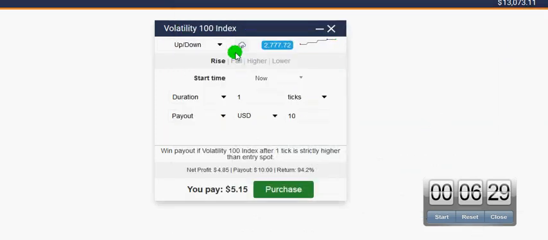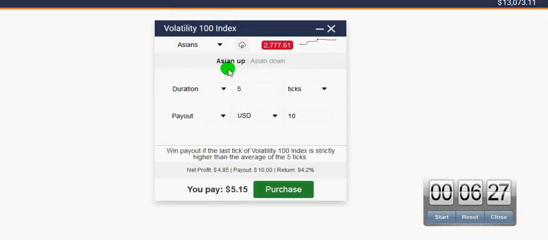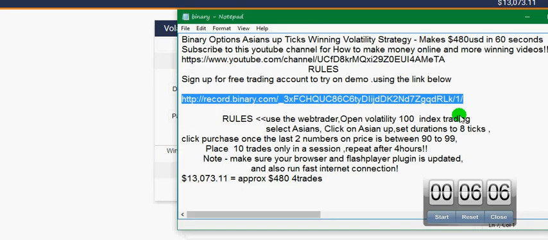So here we're going to change this to Asians, then we'll change this to Asian up, then we'll change this to 8 ticks. What we are going to be working with in this strategy is these last two numbers. Once the last two numbers are between 90 to 99, we click on purchase. It has to be between 90 to 99 before you click on purchase. So we change this to 8 ticks, remember. These are all the rules here again. It has to be between 90 to 99, then you click on purchase.